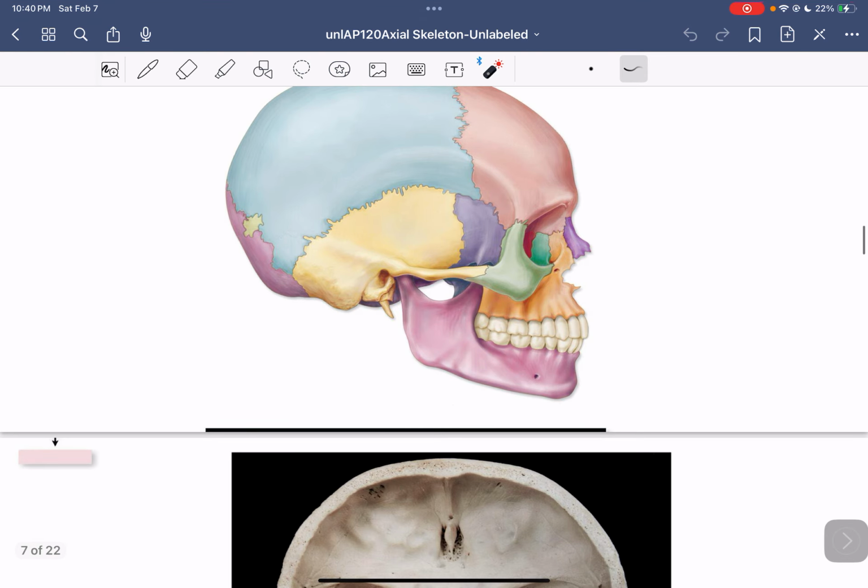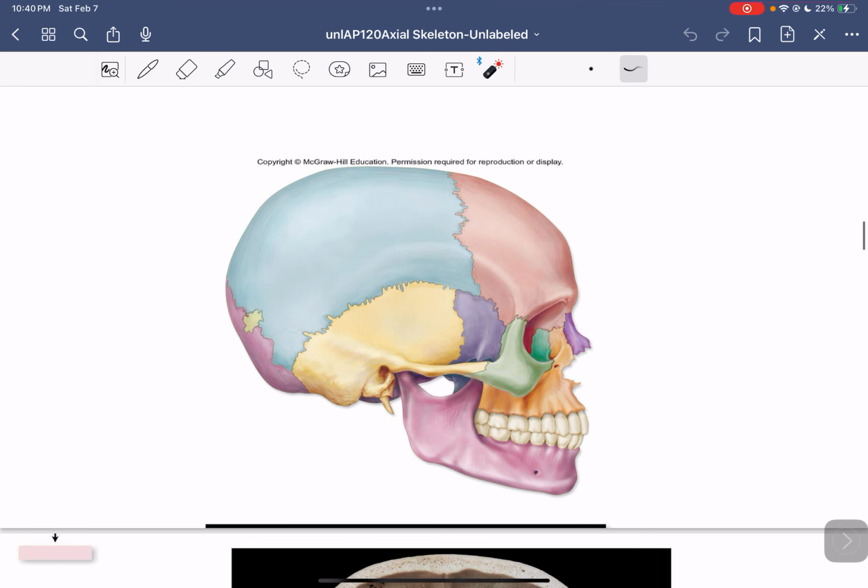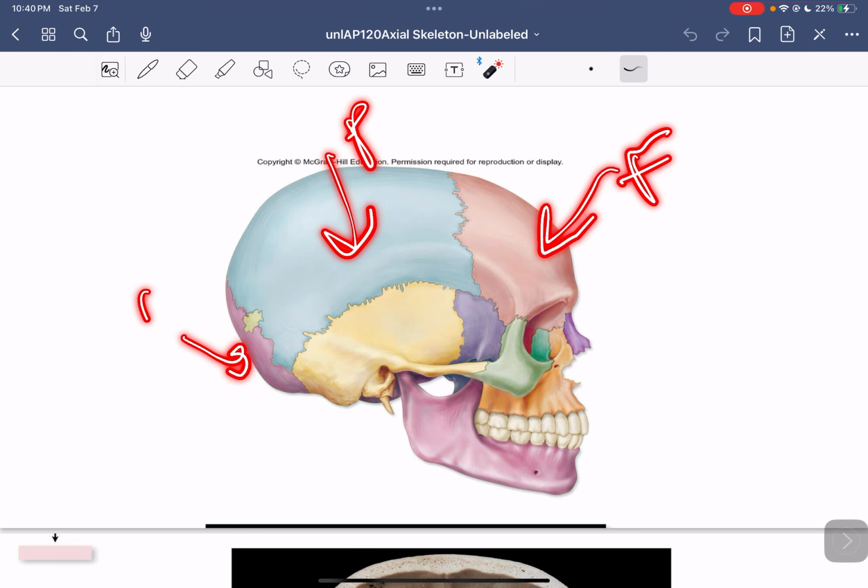Cool. So then, again, this is just an animation again. So I'm just going to point these out. Again, we have frontal, we have parietal, we have occipital, temporal, sphenoid, we have our zygomatic here, we have our nasal, we have our lacrimal, our maxilla, and our mandible. Okay, so those are the majority of the bones that you can see from this angle here.